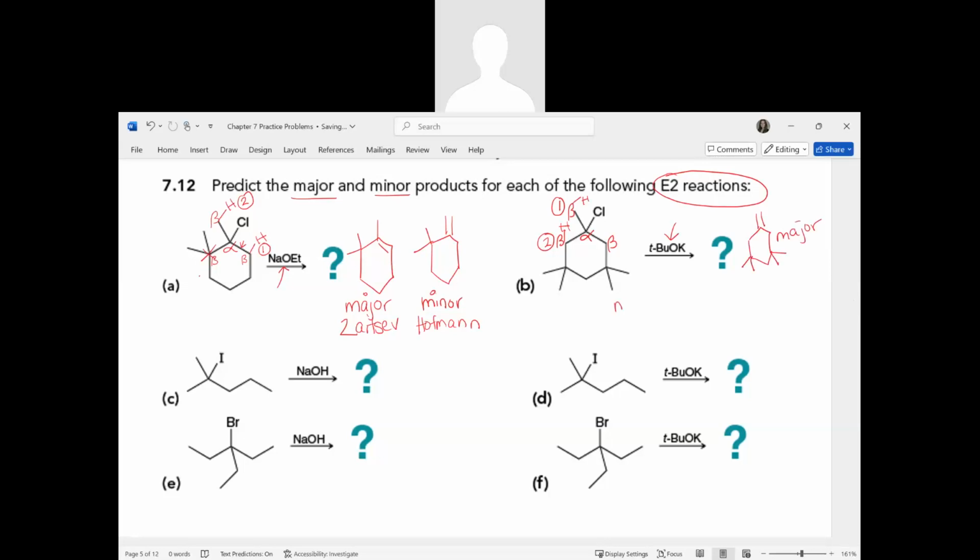And our minor product now would be the more highly substituted Zaitsev product. So that would look something like this.